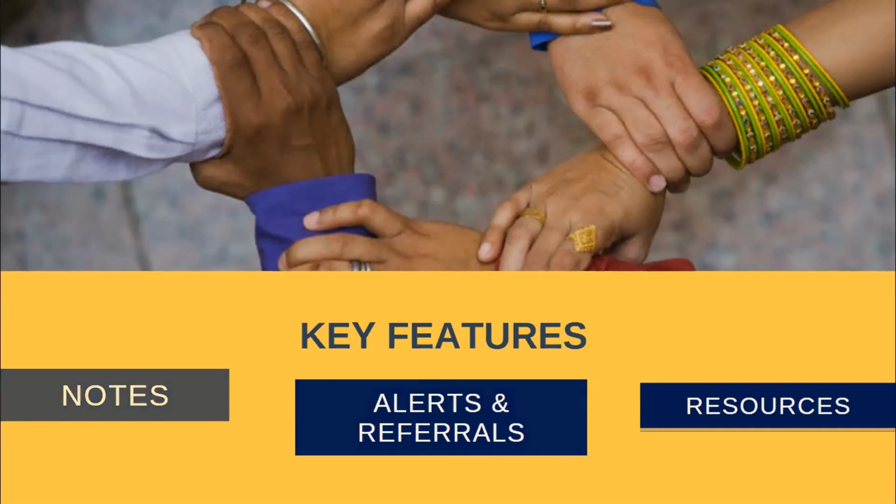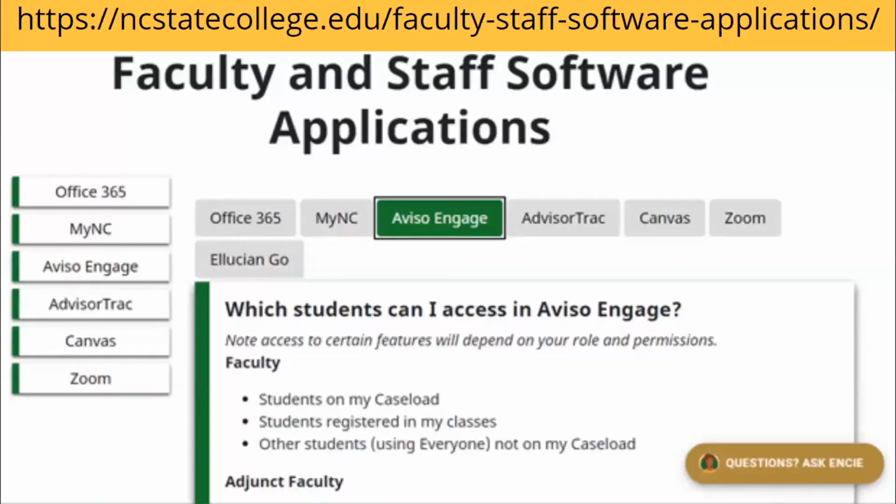If you're on the college's website and you want to find additional information about Aviso, we've set up a faculty and staff software application page. You can simply do a search for that title. I put the URL also on the screen. By clicking on Aviso Engage, it gives you a brief overview of the different features and why you would use Aviso Engage and the different access level that you would have as an adjunct. And then we also included different types of systems or applications that you may also utilize during your work with NC State.